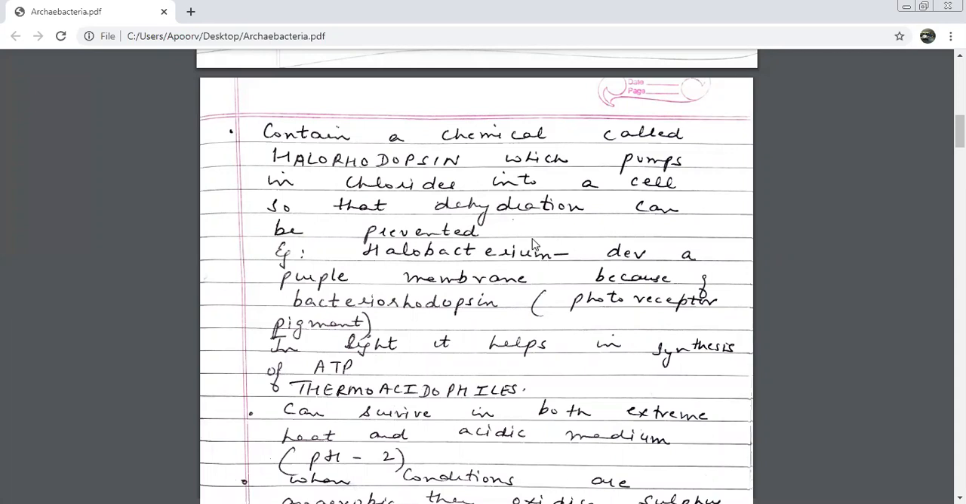Please name this chemical again, everybody. Halorhodopsin. There is one very interesting example of this kind of archaebacteria, and that is Halobacterium. It is a very interesting example of halophiles. Halobacterium has a purple membrane. And why does it have a purple membrane? Because it has a very special photoreceptor pigment called bacteriorhodopsin. This is a photoreceptor pigment; it receives a particular wavelength of sunlight. Here it is purple, so that is why the membrane is purple. Halobacterium has a purple membrane because of the presence of which photoreceptor pigment?